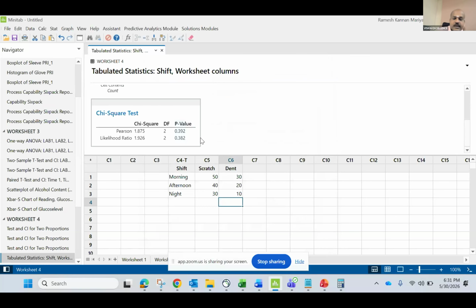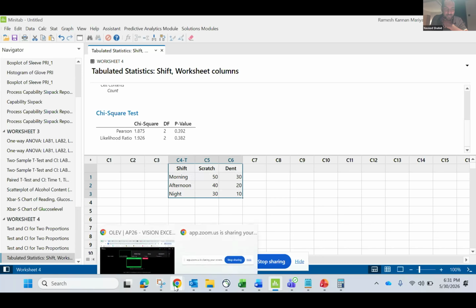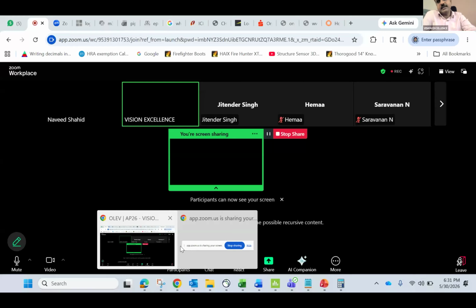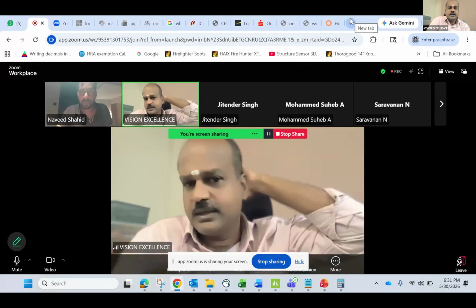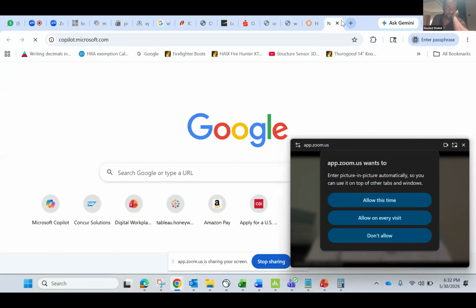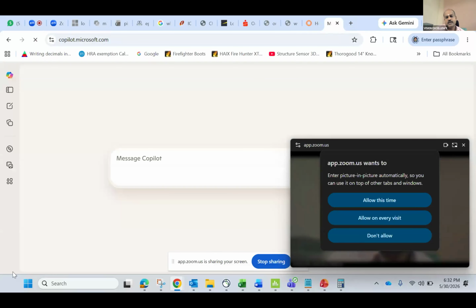And can you also go to ChatGPT? Select this first, the shift, scratch, dent data. Please copy this. Go to ChatGPT. I don't have ChatGPT, sir. Okay, Copilot, is that okay? Try. But you study the AI. If that works well for you, then you can use it. See whether Copilot has that capability, and ask Copilot to do the chi-square test. Let's see.